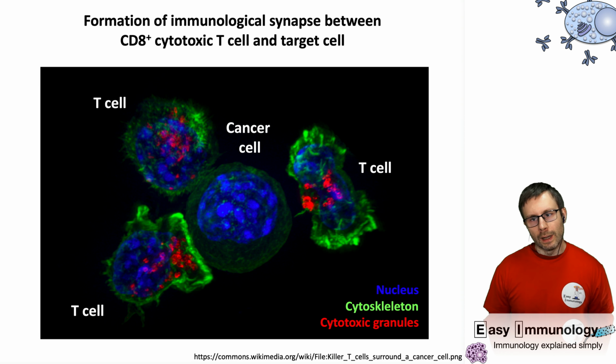So this is what we call an immunological synapse, because there is a contact formed between the cytotoxic T cell and the target cell, and this results in a very specific and very targeted killing of this cancer cell in this case.